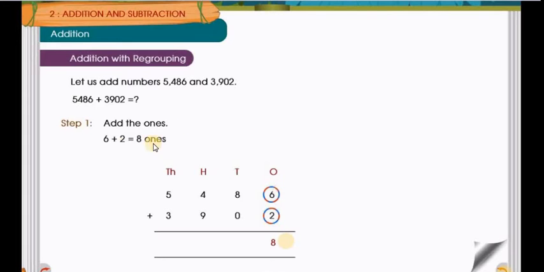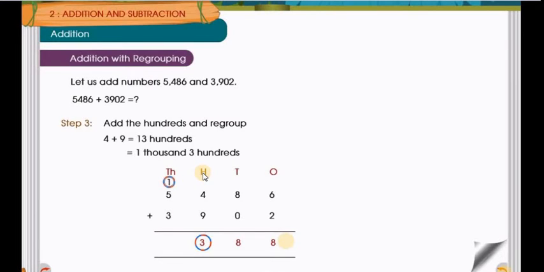So if we add ones, what is that? 6 plus 2 is 8 ones. So we have written 8. Next, second step is add the tens. Already we have added ones: 6 plus 2 is 8. Next we have to add the tens. So in the tens place, 8 plus 0 is what? 8. So 8 plus 0 is 8 tens. This is the second step.